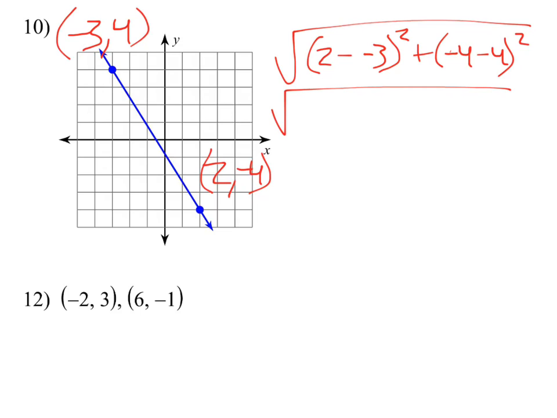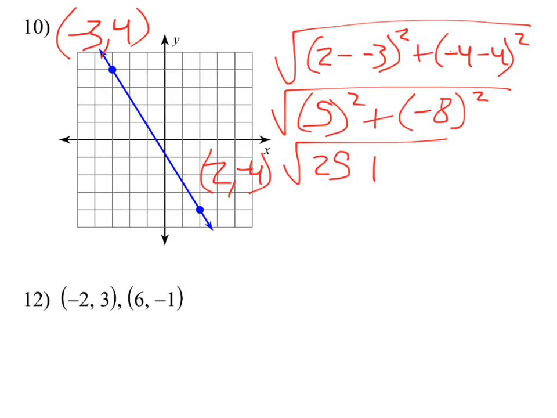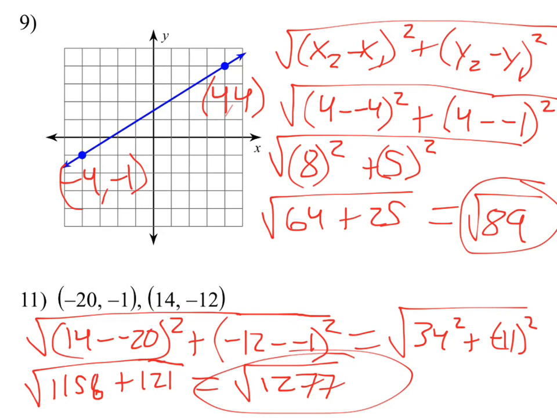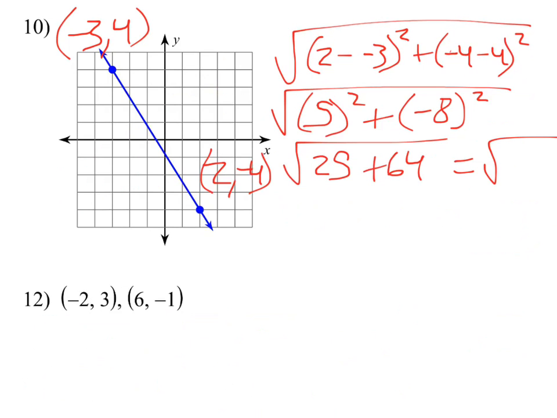Well, 2 minus negative 3, same thing as 2 plus 3, which is 5. We'll need to square that. Negative 4 minus 4 is going to be more negative, so it's going to be negative 8. I'll need to square that. And 5 squared is 25, 8 squared is 64. And if you add those up, you're going to get the square root of 89. Okay, there.